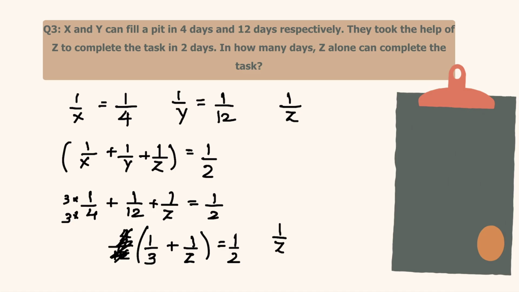That means 1 by z equal to 1 by 2 minus 1 by 3, which means 1 by 6. If 1 by z is 1 by 6, z will be 6 days. So z completes the task in 6 days. You can see this is the first reciprocal we have taken. We have solved it, and in the end we have taken the second reciprocal to get the answer, that is 6 days. Calculation I have done my own way, don't need to bother with that. Simply put the values in this format and you will get the answer whichever way you do it. I hope you got the answer.